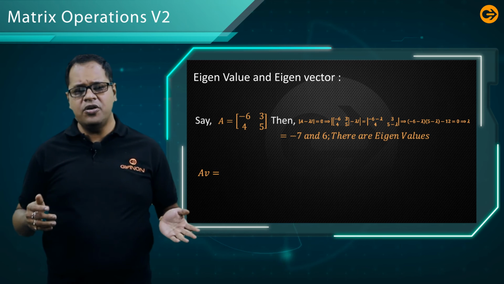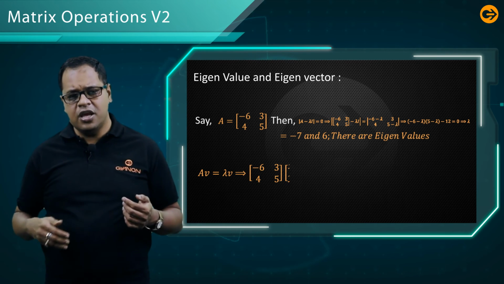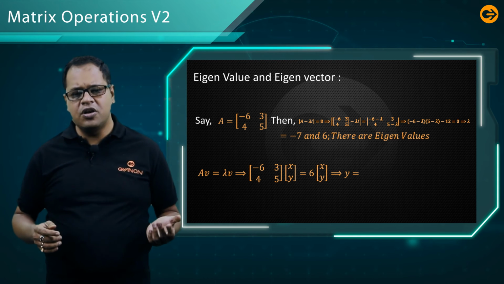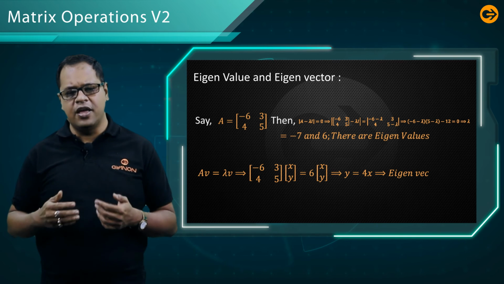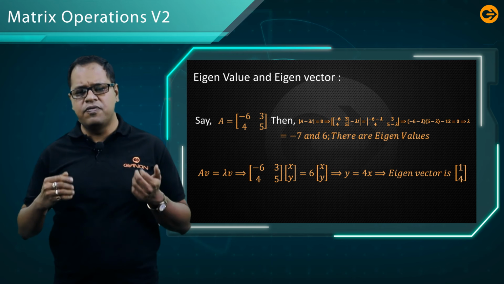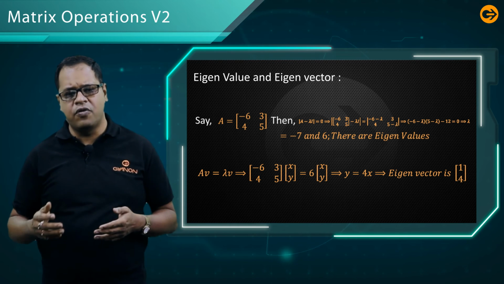Now AV is equal to lambda V. If you put this lambda value, then the equation will be the matrix minus 6, 3, 4, 5 times x y is equal to 6 times x y, where x and y are the two variables. So after the solution, the equation will be y is equal to 4x. Hence, the eigenvector is 1, 4.